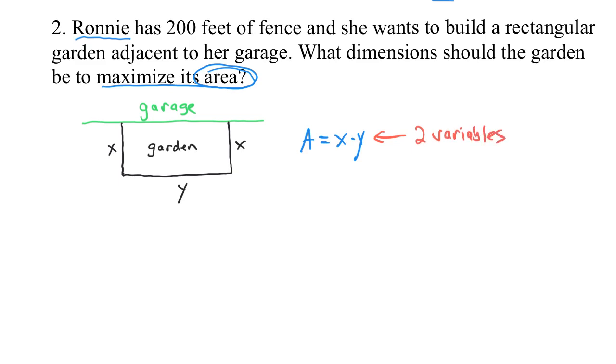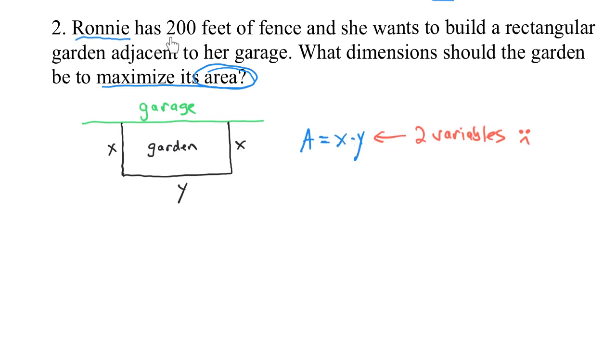When we see 2 variables in Calc 1 or Calc 2, it makes us sad. We want only one variable. So we need to somehow get rid of one of these. The way we do that is we need to find some other relationship between X and Y so that we can use that relationship to eliminate one of these.